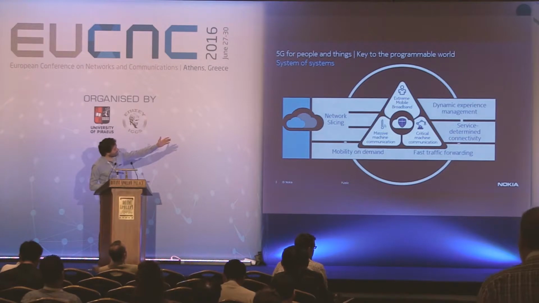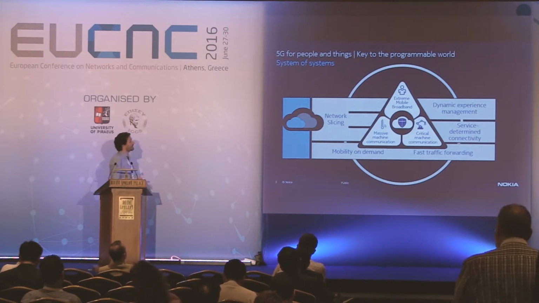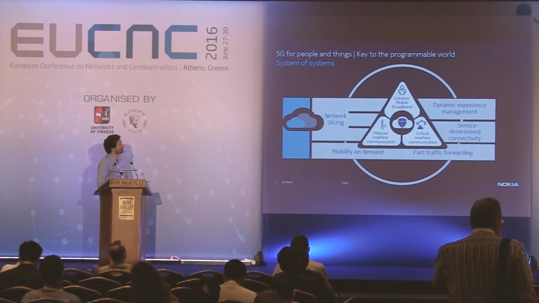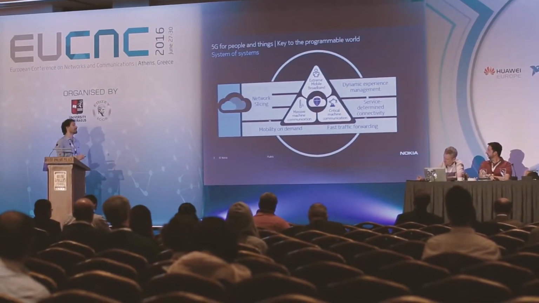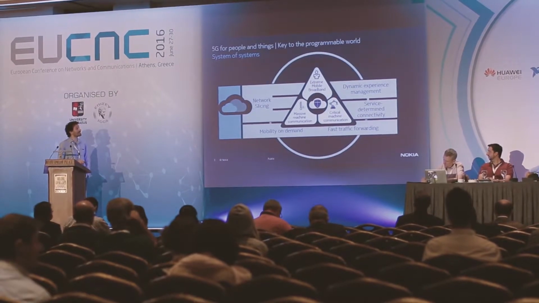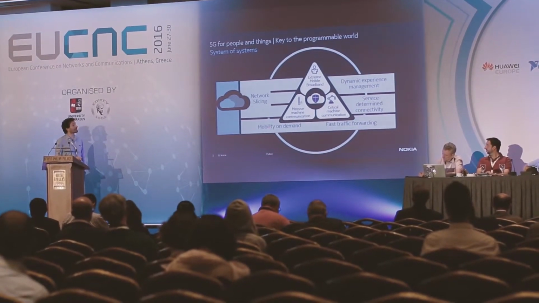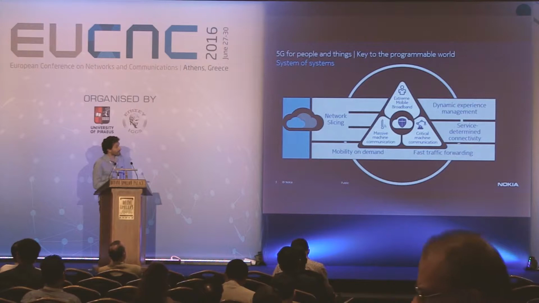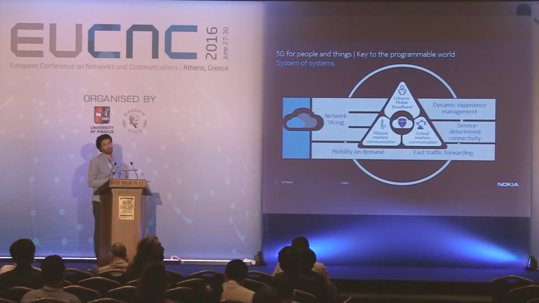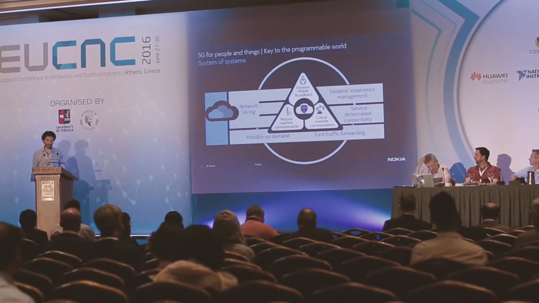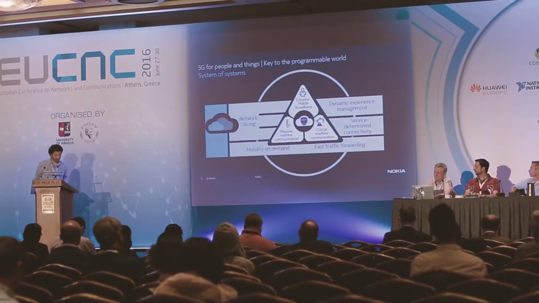So here in this slide we can see some use cases, 5 use cases that we think will be important for enabling 5G. Of course, the first one is network slicing. We have mobility on demand, dynamic experience management, service-determined connectivity, and fast traffic forwarding. Of course, this will be always part of the game. I will explain in the next slides what each one of these use cases is about.